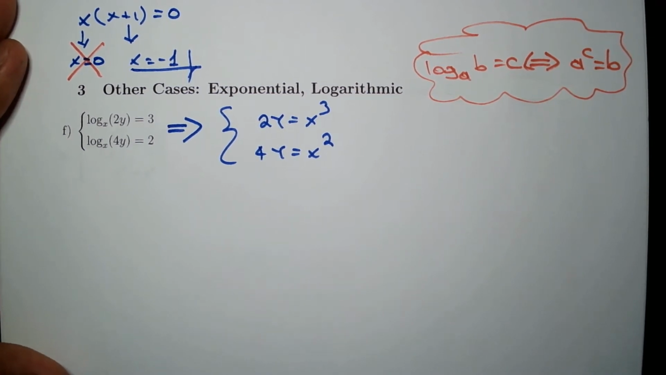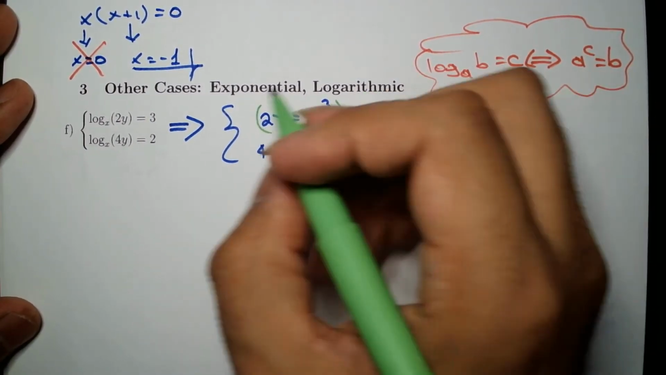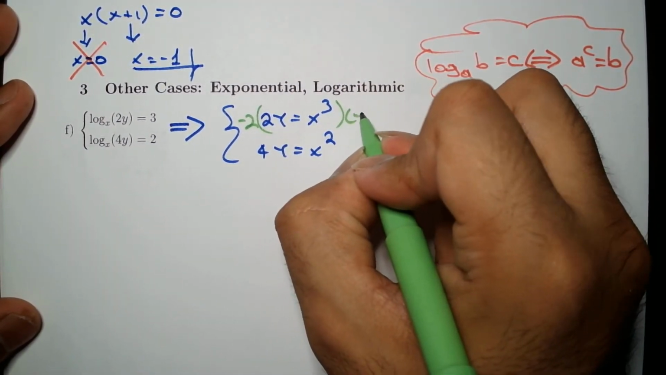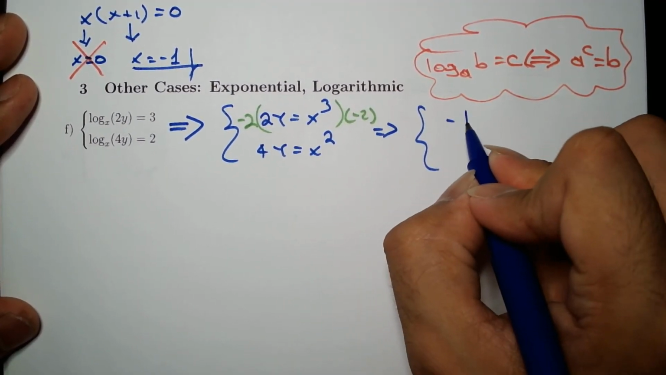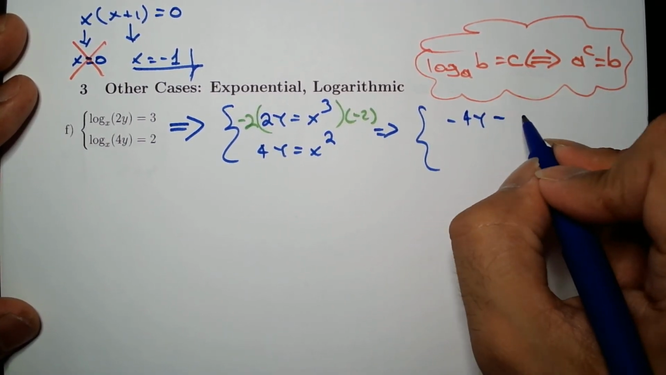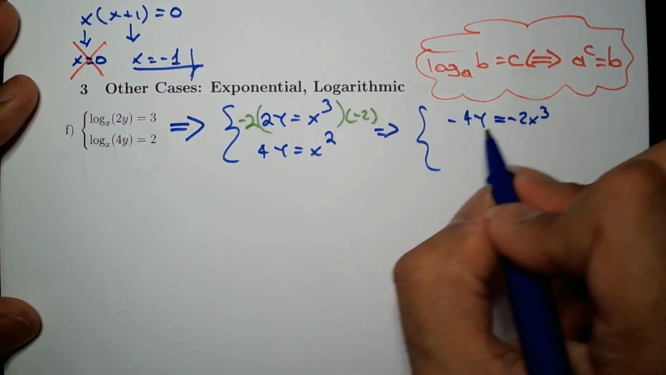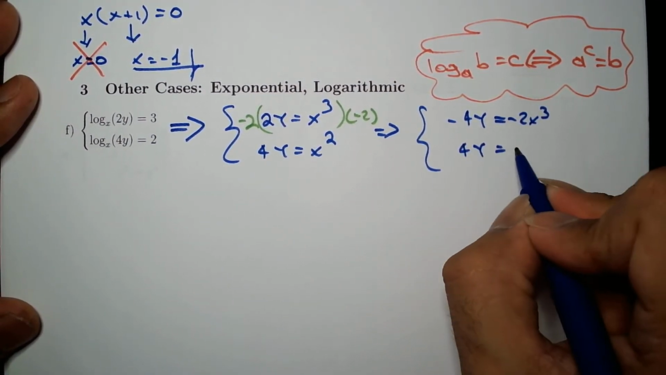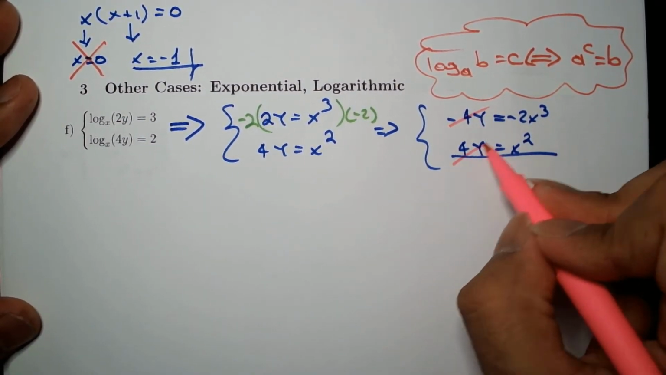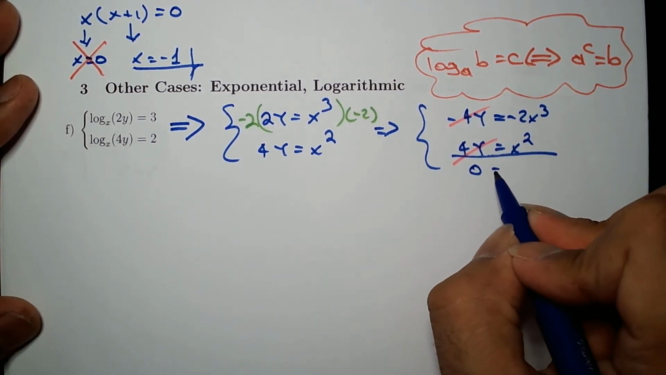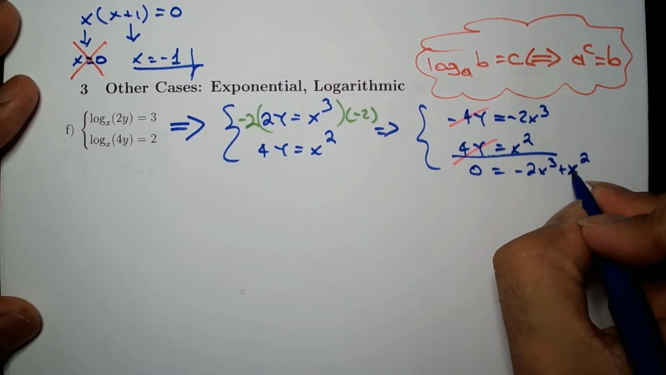So, a good strategy to solve this system of equations is, let's eliminate y by multiplying both sides of this first equation by -2, leaving us with -4y equals -2x cubed, right? -2x cubed, and then the second equation remains the same. So when combining the equations together, goodbye y, 0 equals -2x cubed plus x squared.